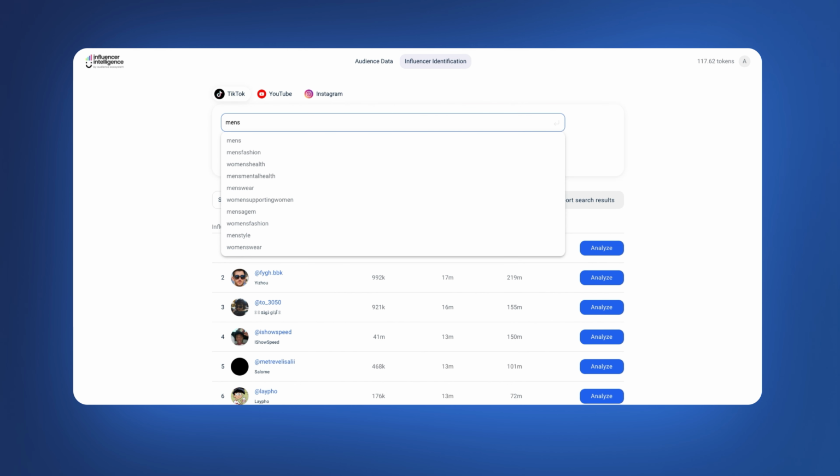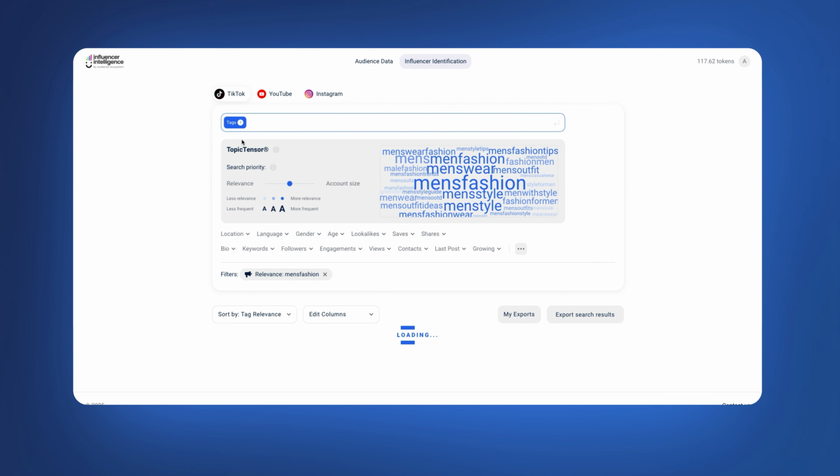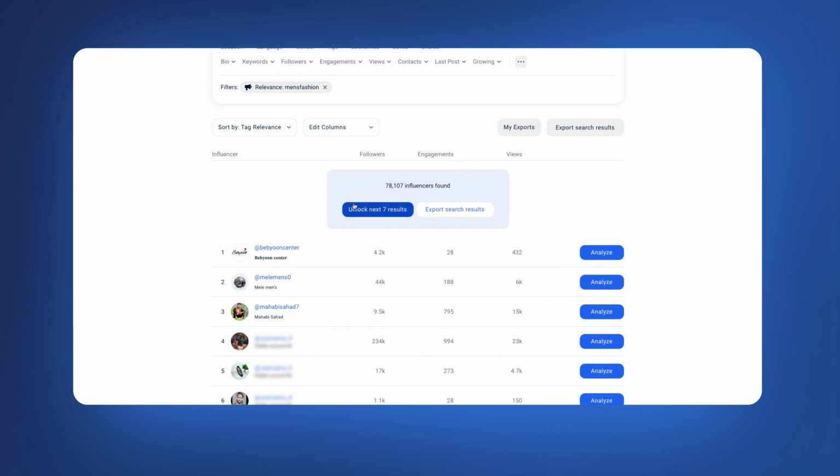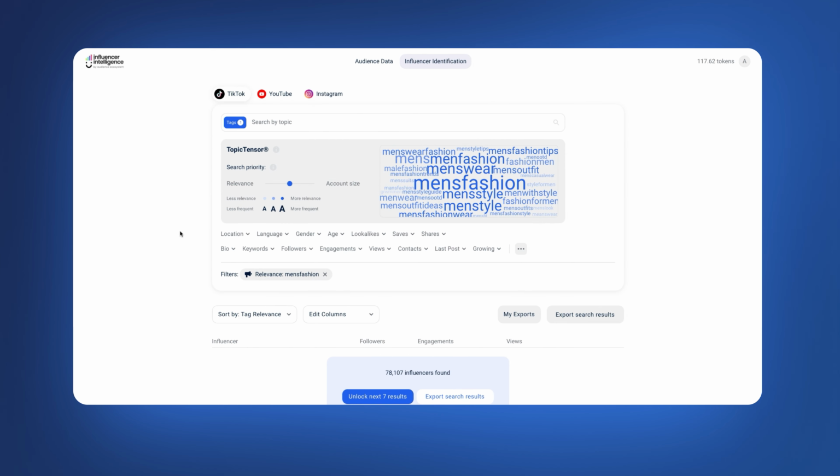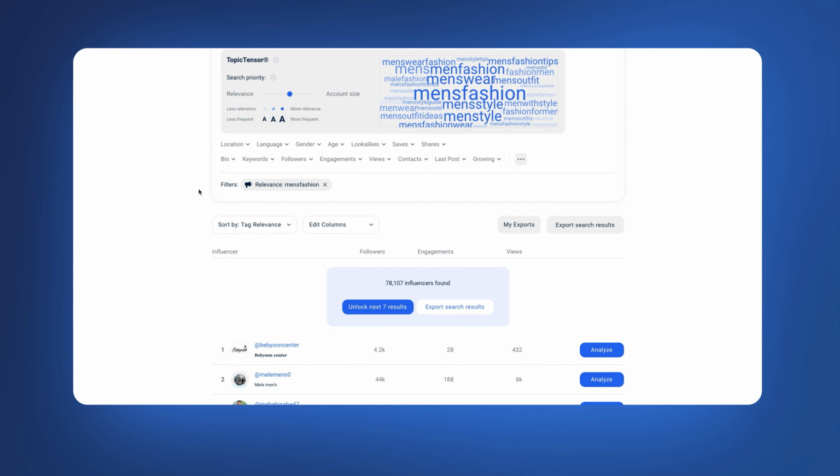So, you know, we search for street, or let's do men's fashion. Again, click on that. And then similar to what you saw before, we have this topic sensor. So the most relevant keywords for this sort of search. So you have a few keywords that you can work with if you want to. And you're going to get right away, we have 78,000 influencers found for TikTok around men's fashion. And you can start to use these filters as well to filter it down.